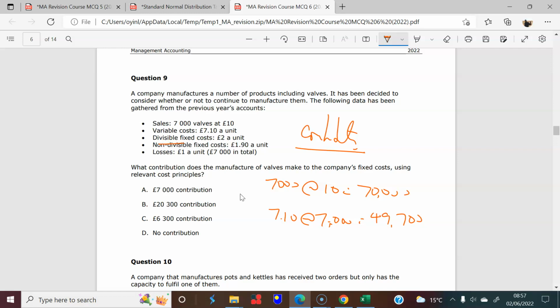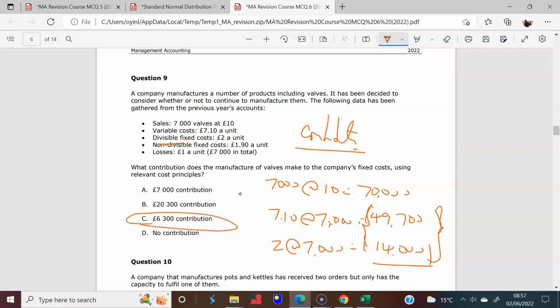And then you have these divisible fixed costs. So the term divisible is a technical term for unique or costs that we can allocate directly to the product. And so these are divisible at £2 a unit, 7,000, which is 14,000. So the question of contribution becomes 70 minus all of this to find out what the contribution is, and is it worth it. So let's do 70,000 minus 49,700 minus 14,000, and that's 6,300. So it's making a 6,300 contribution.